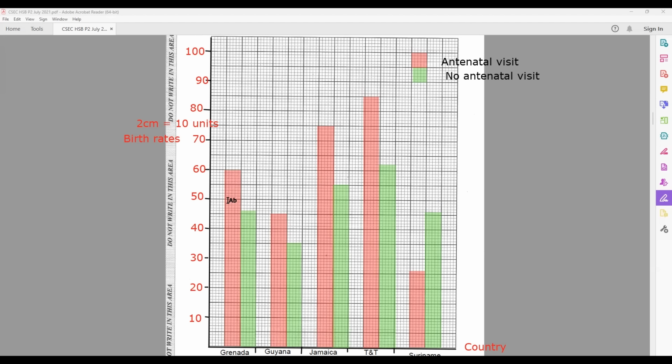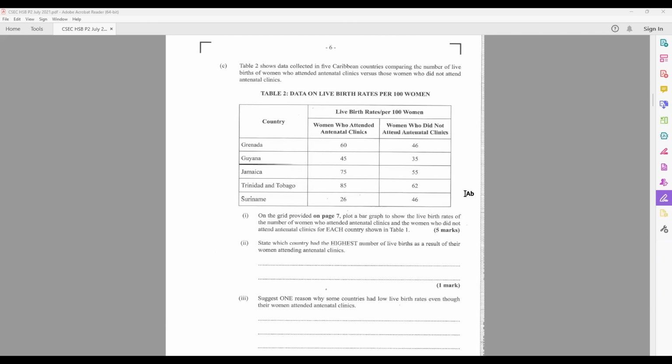You would not be shading your graphs, but you would put in some distinction to identify the different bars, and you will give a key for the antenatal visits and the no antenatal visits. So this is how your graph should have looked to obtain your 5 marks. Now that we have obtained our 5 marks, we can continue on.